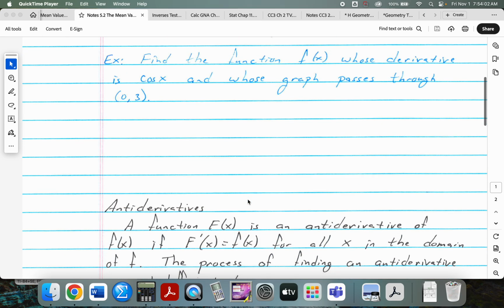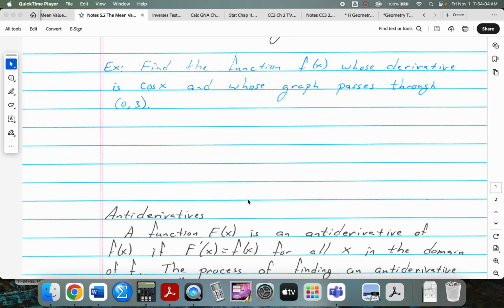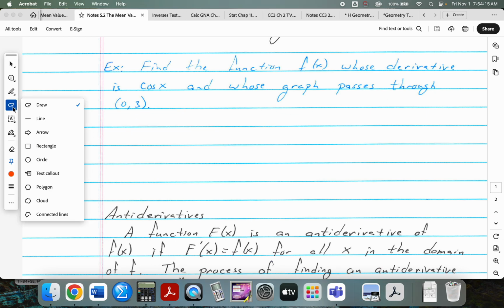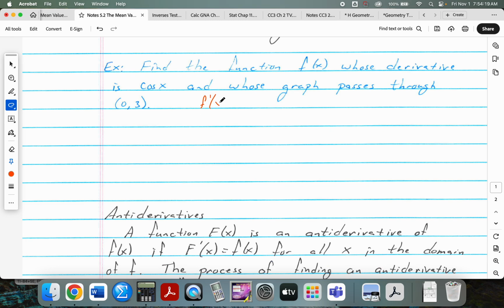So this allows us to do an idea like this. Find the function f of x whose derivative is cosine of x and whose graph passes through the point 0, 3. So we're saying f prime of x is cosine of x.